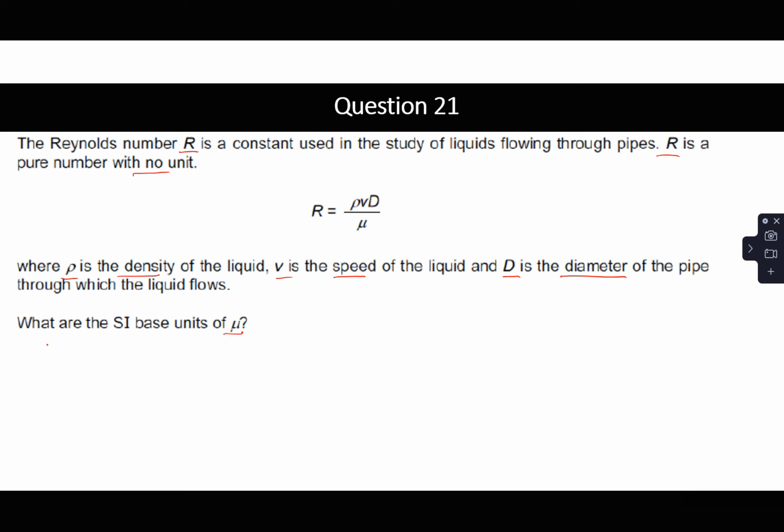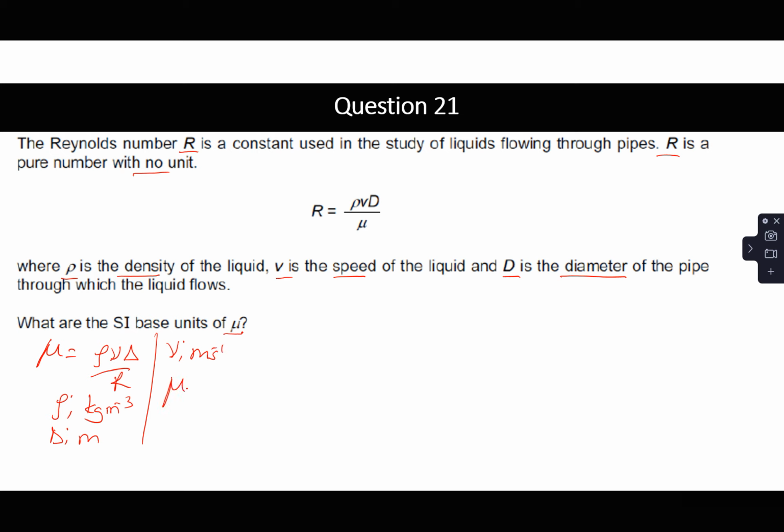We make mu the subject very fast, so mu is going to be equal to density times V times D divided by R. Remember, R has no units. Base units of density, kilogram per meters cubed. The base units of diameter will be meters. The base units of speed will be meters per second.